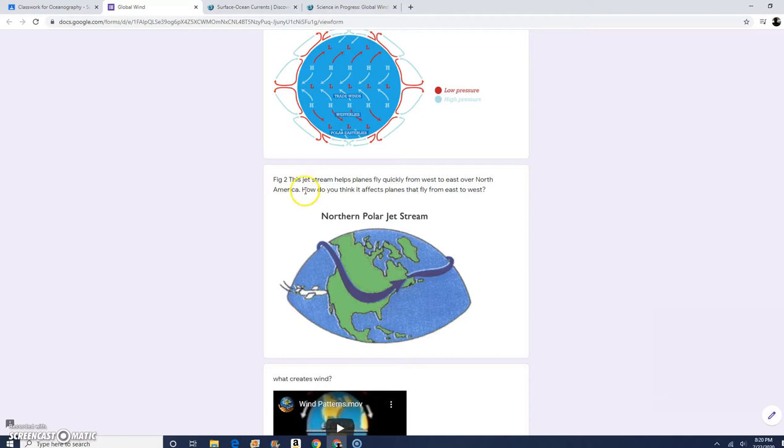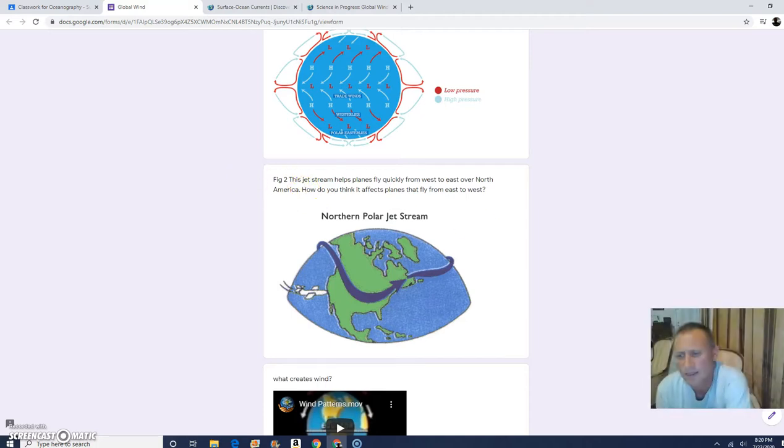Figure 2 is talking about the jet stream. This jet stream helps planes fly quickly from the west to the east, so planes will travel through that jet stream. But going back from the east to the west, they have to avoid the jet stream so they don't get caught in that high mile-per-hour wind in this direction.